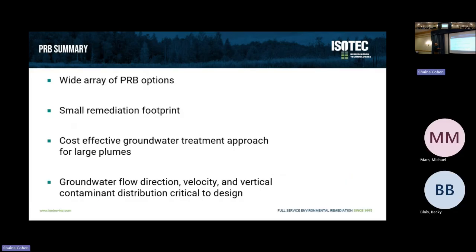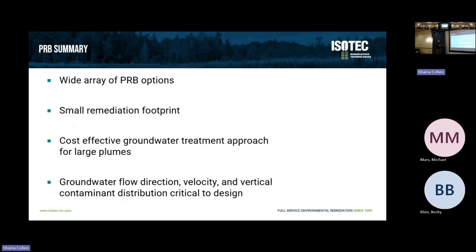So just in summary, a PRB gives a wide range of treatment options, whether they're solid, liquid, trenches, boreholes, injection points. Generally, PRBs have a small remediation footprint, which can be really valuable in large plumes in sensitive receptor areas. I showed one that was in a forested area. And it can be a very cost-effective approach for large plumes.